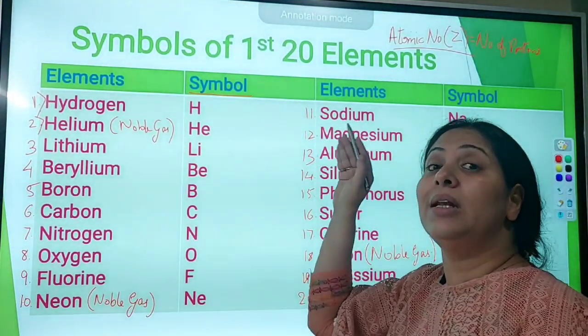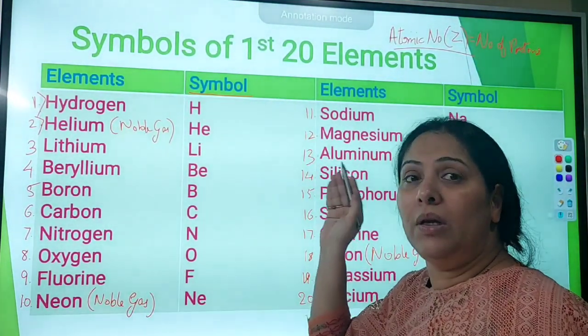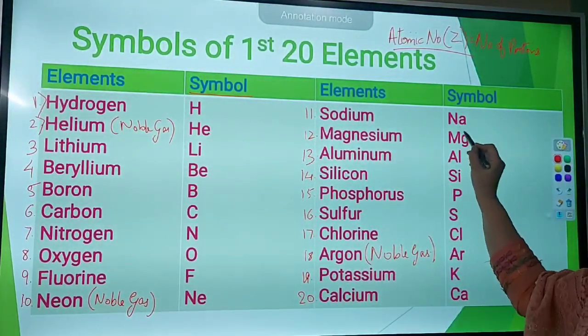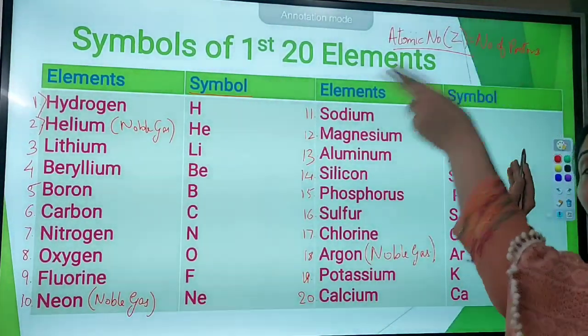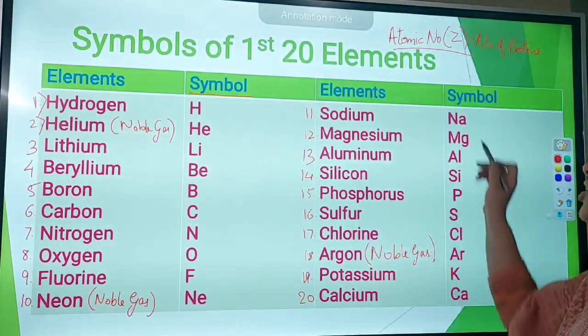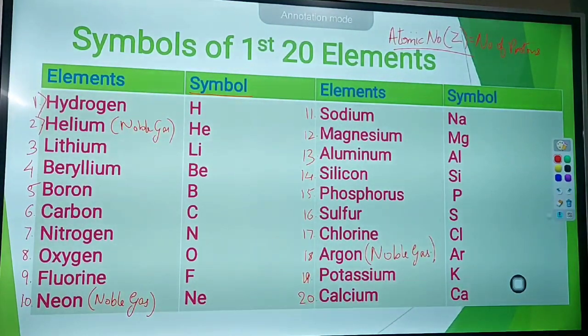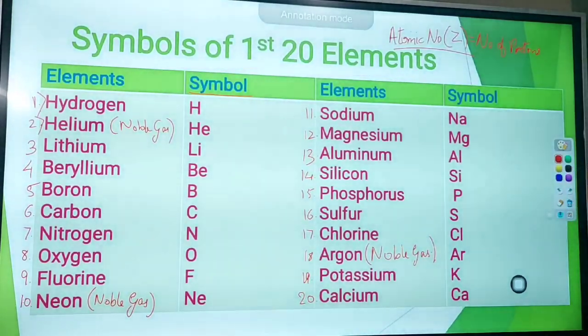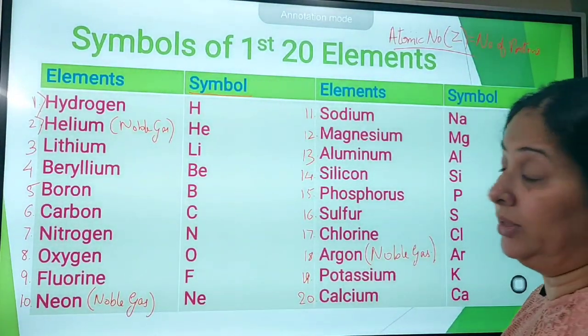So in Latin or in Greek, sodium may be given a different name, and hence the first two letters of that Greek or Latin name have been put up. So children, this list along with the symbols is very, very important to learn.